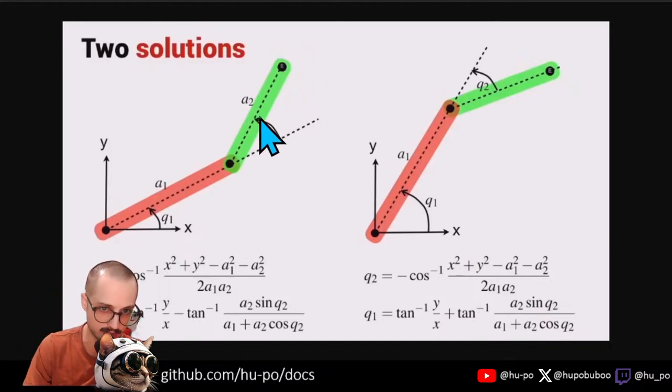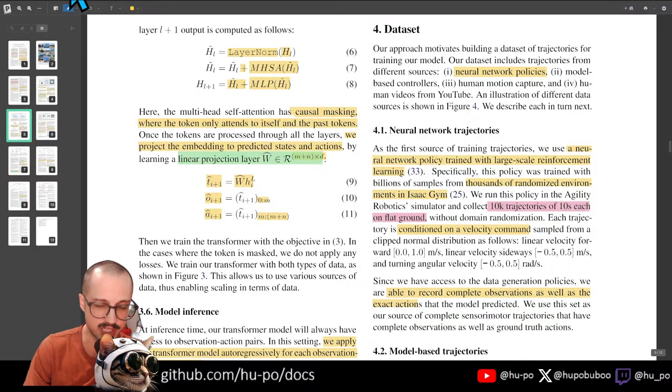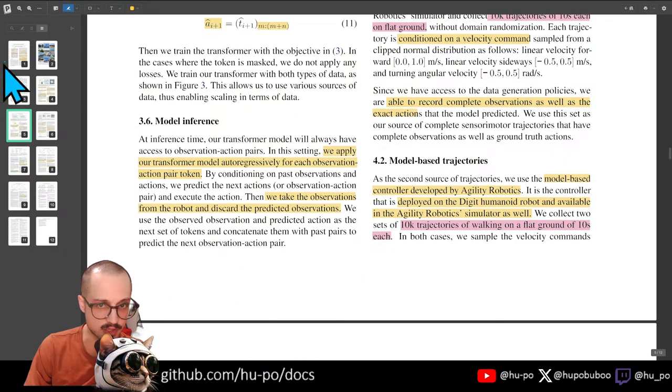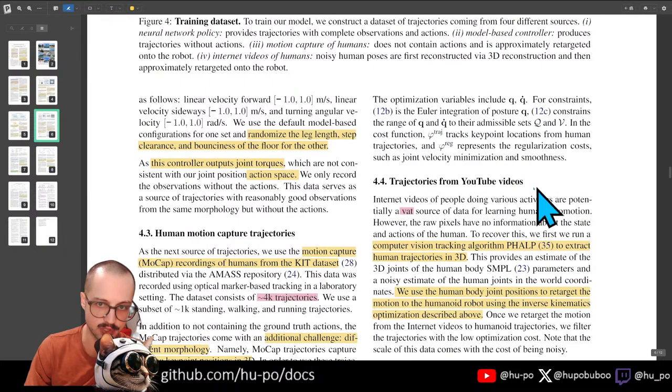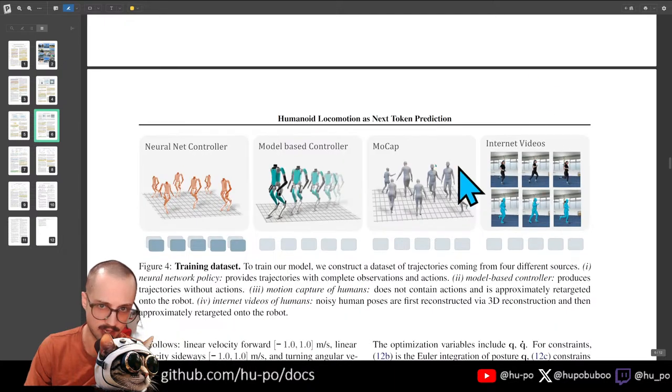How do I get the joint angles that would give me that position? And that's how you're going to retarget these animations, right? So basically, they're going to have a bunch of videos of humans, either via internet, where they're doing this pose detection with this PHALP, or mocap, right? Those are going to be different skeletons.